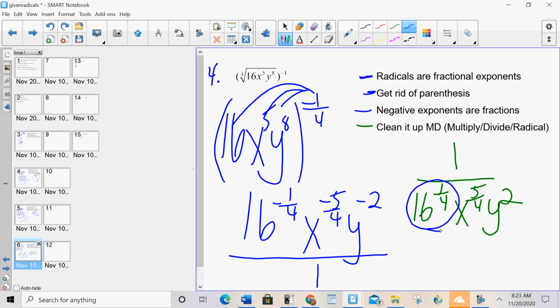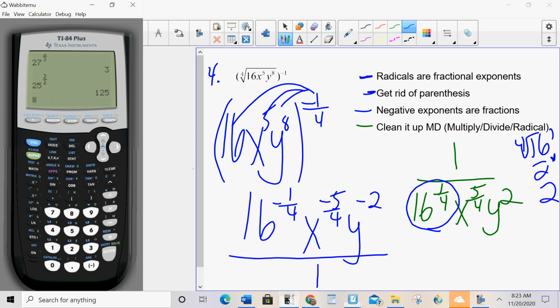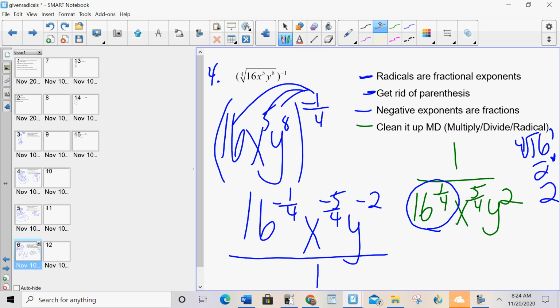Ideally, you can do that mentally. Second best, you can do it by putting it into a radical. Power over the root. The 4th root of 16 is 2 to the 1st, which is 2. And again, you could always type the 4th root of 16 into the calculator if you don't know it, and either way you end up with a 2. To type in the 4th root of 16, you would hit 4, math, 5. So my answer is 1 over 2x to the 5.